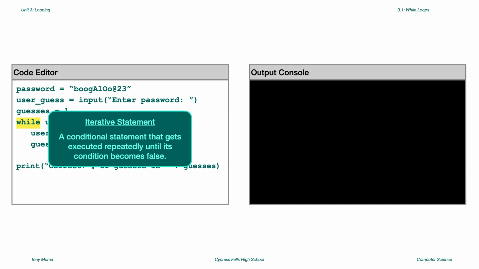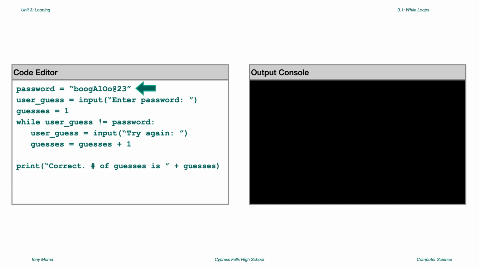So let's take our Python interpreter and execute this program. So we start by declaring the variable password that'll store the correct password. We then invoke the input command that'll ask the user to enter a password, wait for a response, then store it inside the user_guess variable.